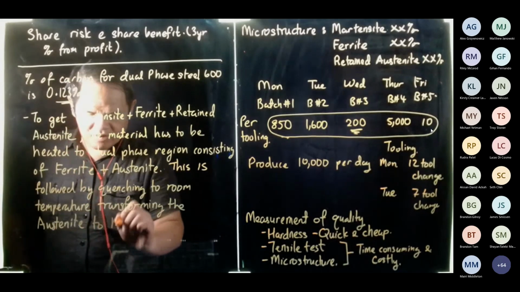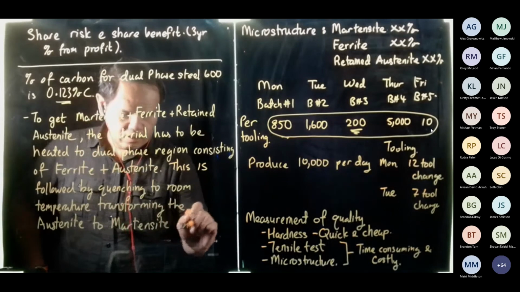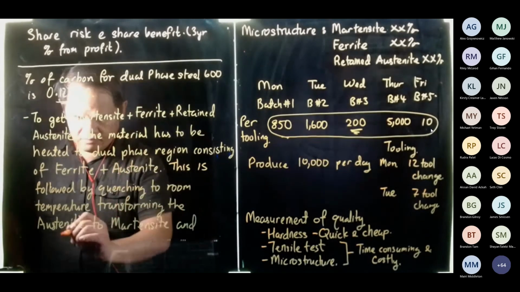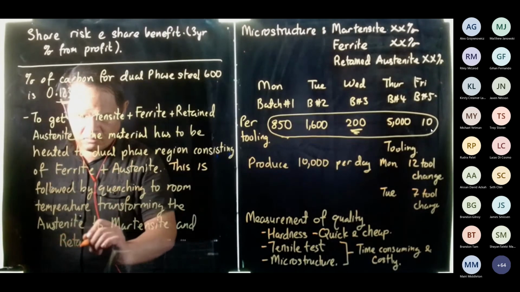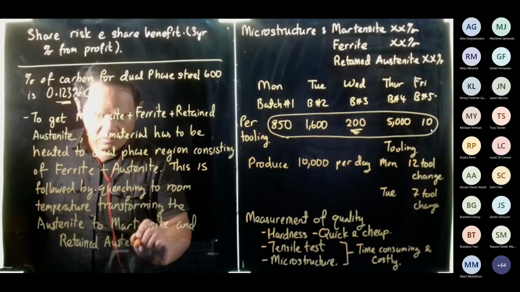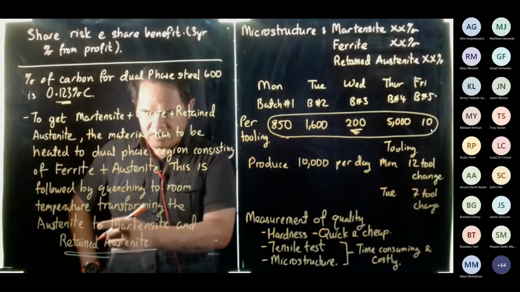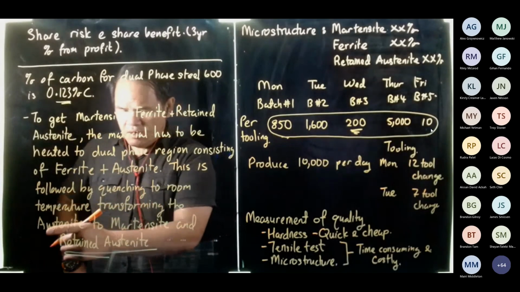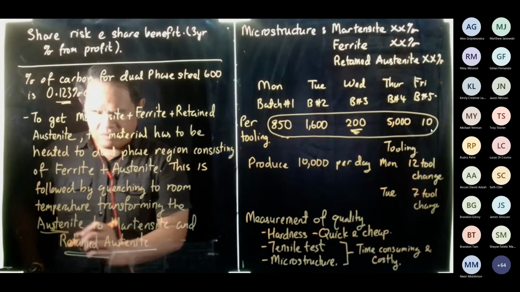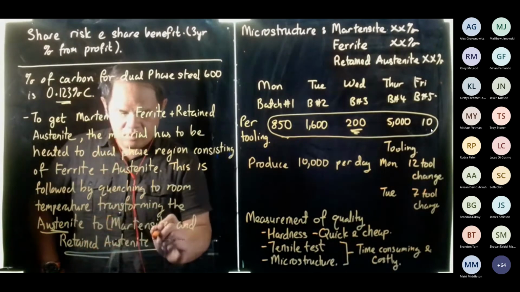to martensite and retained austenite. Okay, retained austenite is not exactly the same as austenite. Austenite over here is at high temperature. Retained austenite and martensite are room temperature.